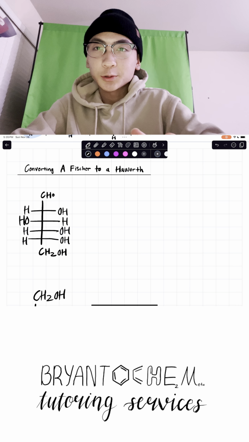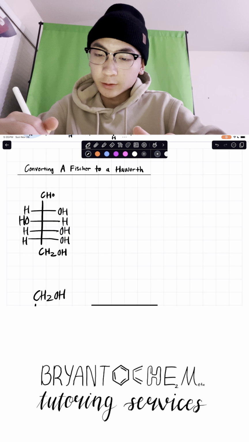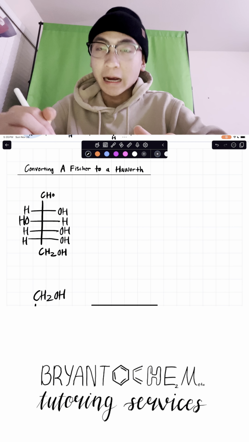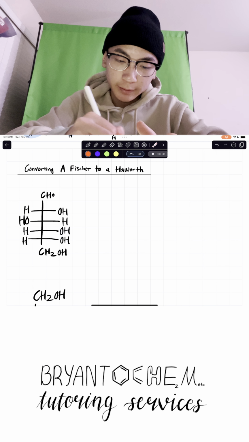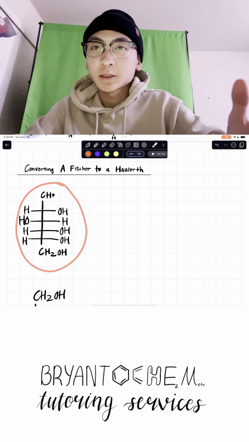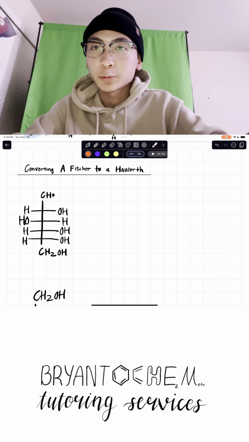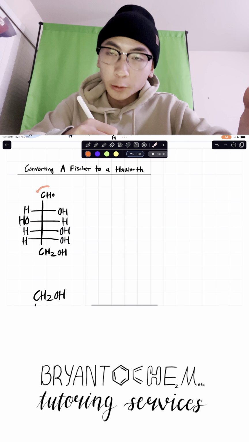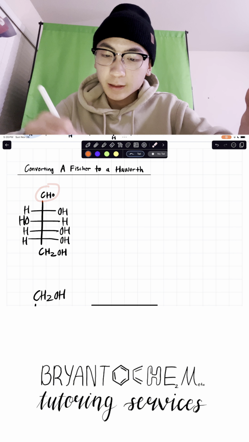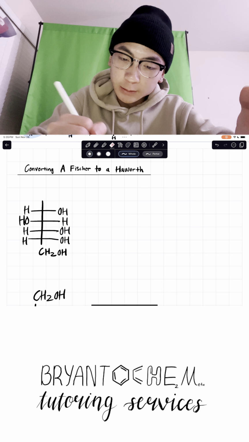In this video, I'm going to go over the concept of converting a Fischer projection into a Haworth projection. For this first example, we have this Fischer projection, and let's say we want to convert it into a six-membered ring in the Haworth projection. We know that this CHO group represents an aldehyde, so I'm going to redraw that to make it look more clear as an aldehyde.